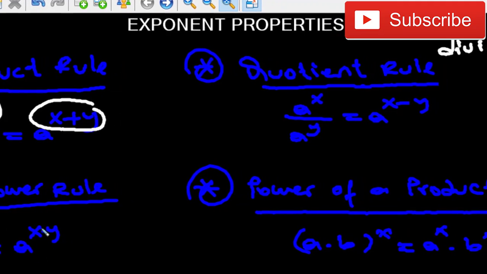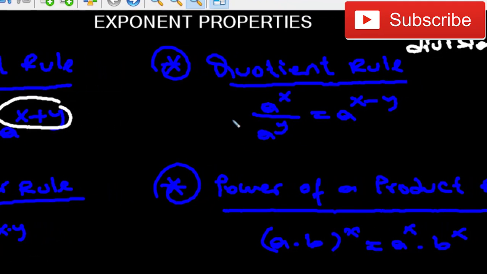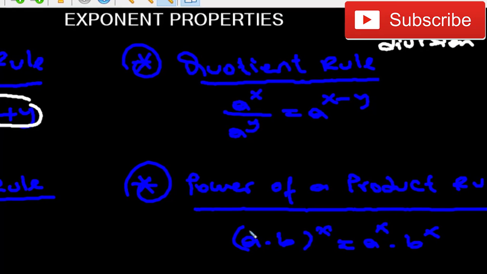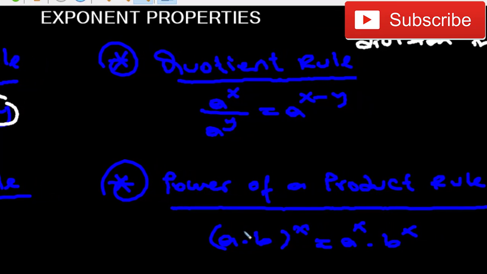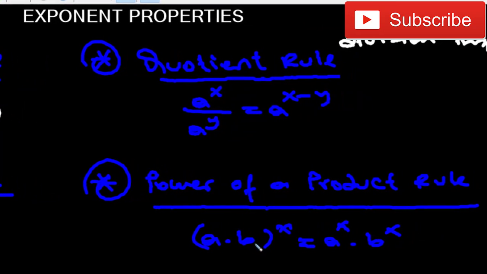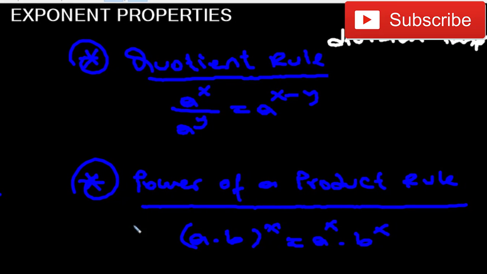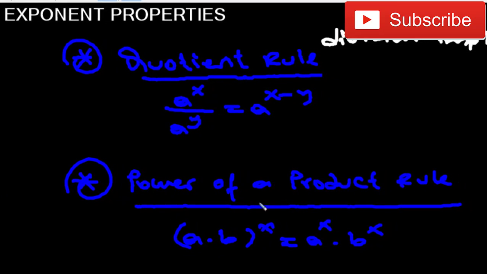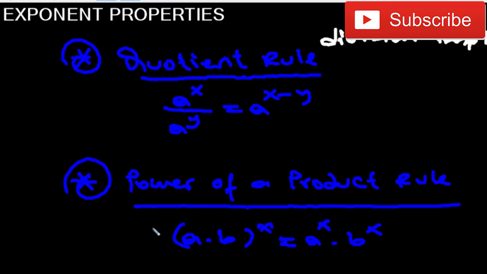Okay. The next property is the power of a product rule. In this case we're going to have two powers being multiplied inside of this parentheses. Then we're going to raise this product to the same power. So separately we're going to raise each of the terms in this parentheses to the same power. So it's going to be equal to a to the power of x times b to the power of x.